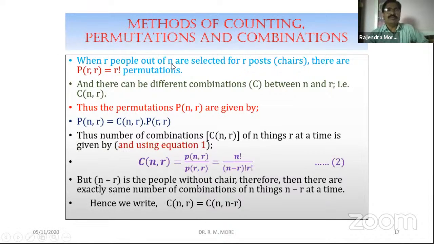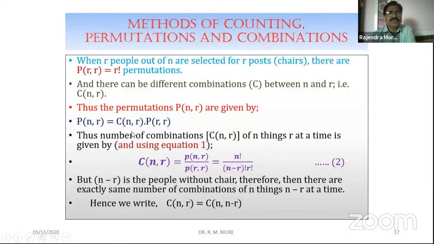When r people out of n are selected for r posts, that is chairs, then there are permutations P r r, and of course in the previous slide example, equation number 1, it is r factorial. And then there can be different combinations C n r, because if 3 chairs are there and for these 3 chairs you are selecting 3 persons, then what happens about the remaining 7 persons? That is, you are going to arrange all these 10 persons with these 3 chairs. Once you take them, there are different combinations. This may be the possibility, this may be the possibility. So these possibilities we are going to consider here, and thus the permutations P n r will be C n r times P r r. Of course we know this.